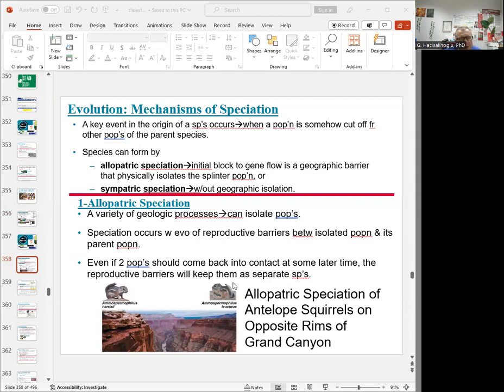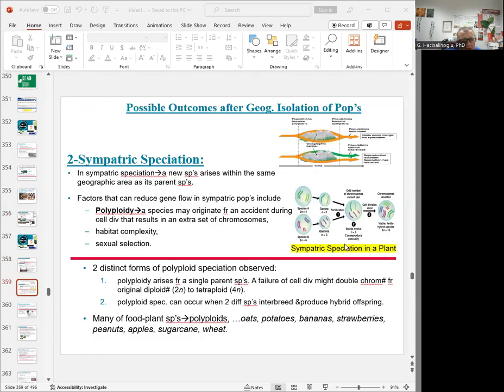Everything we learned in microevolution can apply here, like genetic drift and the founder effect. If a species moves to the other side, since they are isolated there, they can start a founder effect. So this is allopatric, which is basically geographic isolation. The other one is sympatric. In sympatric speciation, the barriers are not geographic, but rather reproductive barriers.